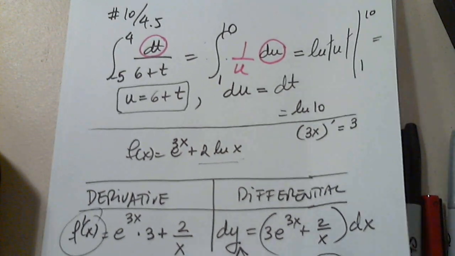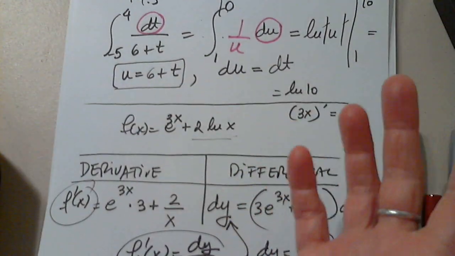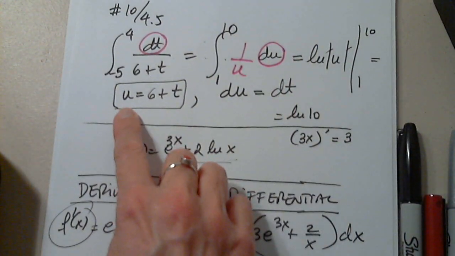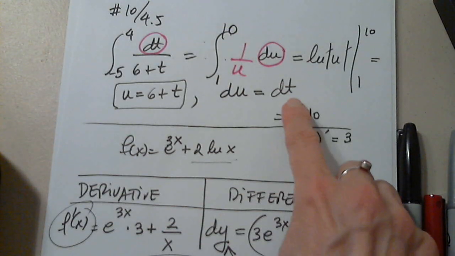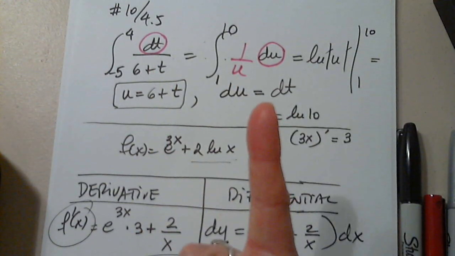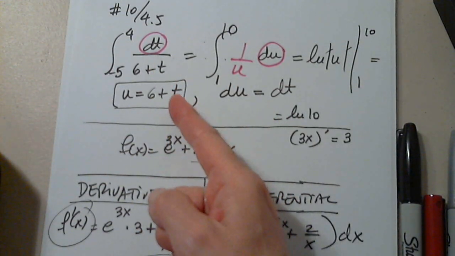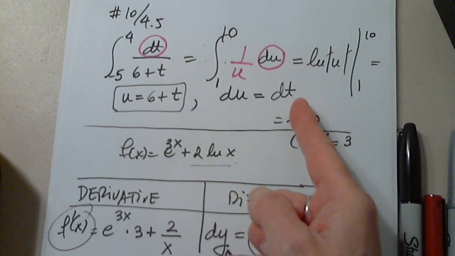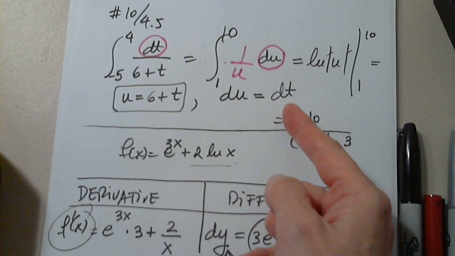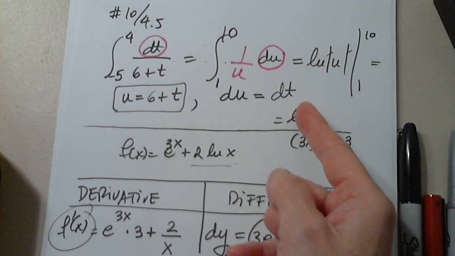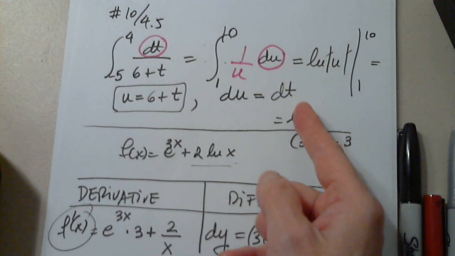Okay. So always remember, the notation is not important. If this is u or y, it doesn't matter. So I have to differentiate this. I get 1. But because the variable is t, I have to write 1 times dt. There is no need to write 1 times dt. So du happens to be equal to dt.